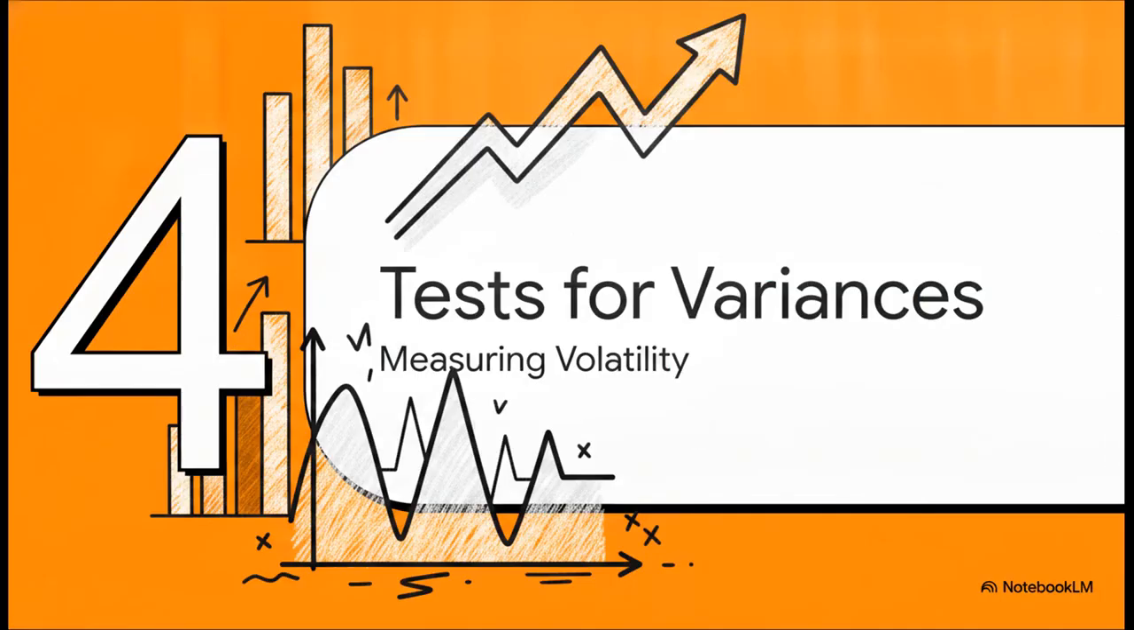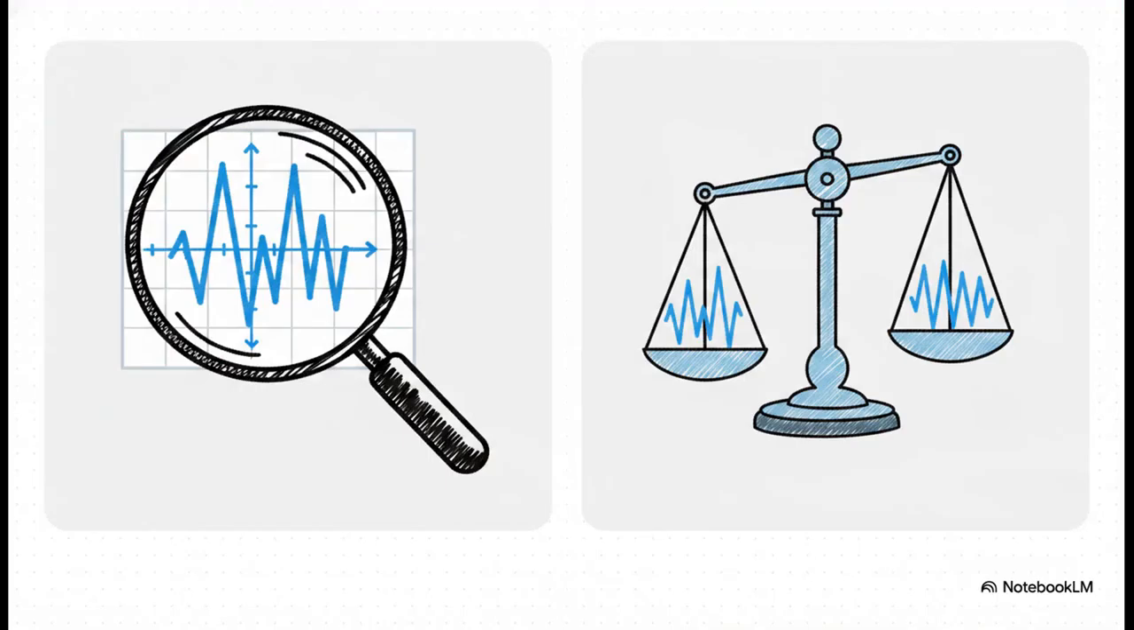Next up, Part 4, Hypothesis Test for Variances. We're talking about measuring volatility here. You know, means are great for telling us about returns, but in finance, we care just as much about risk, right? Let's shift gears to testing volatility and variance. Think of this as your quick reference guide for risk.